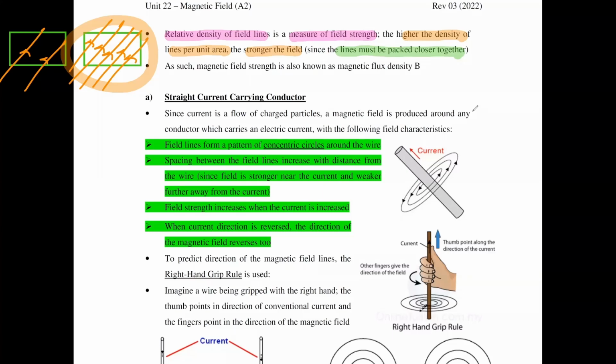So as a result of you packing them closer together inside that same area, it thus follows that the spacing between your field lines must be smaller. So your field strength would be higher now. So usually when you're talking about magnetic field strength, we also commonly call it magnetic flux density B. That will be the term that we normally use in this chapter.